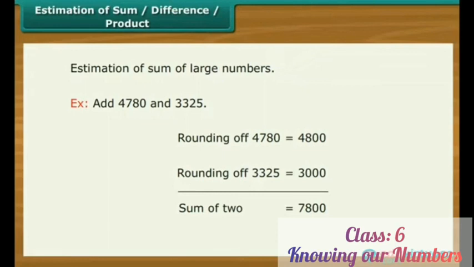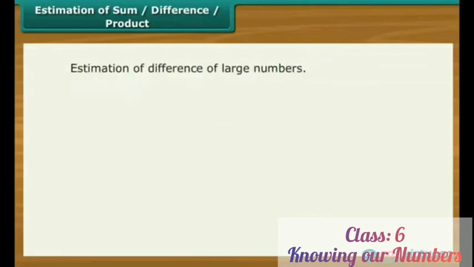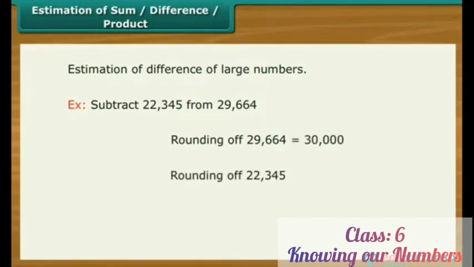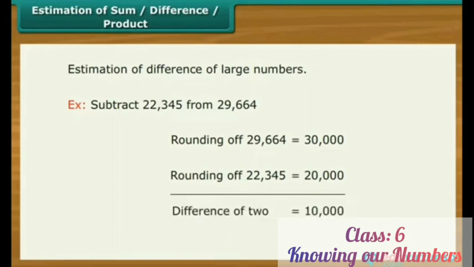Estimation to the nearest number can help in the estimation of the difference of large numbers. For example, subtract 22,345 from 29,664. Rounding 29,664 would make it 30,000. Rounding 22,345 would make it 20,000. The difference of the two is 10,000.